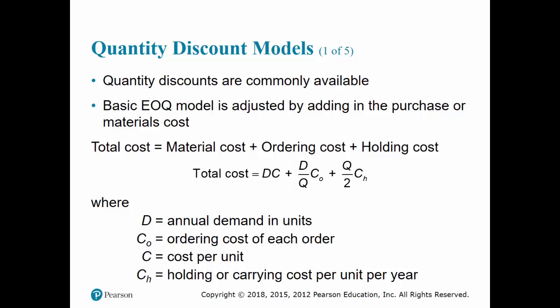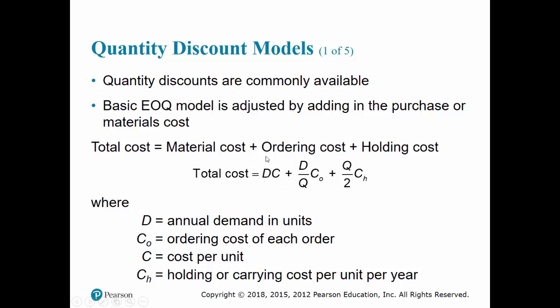The next assumption we're going to relax is the assumption that the cost of the item is independent of the order quantity. So we are assuming that if we order more, we're going to have a discount. Because of that, we now have to add the cost of the item to the total cost. This is dependent upon EOQ. So this is your annual ordering cost, this is our annual holding cost, this is our annual material cost.